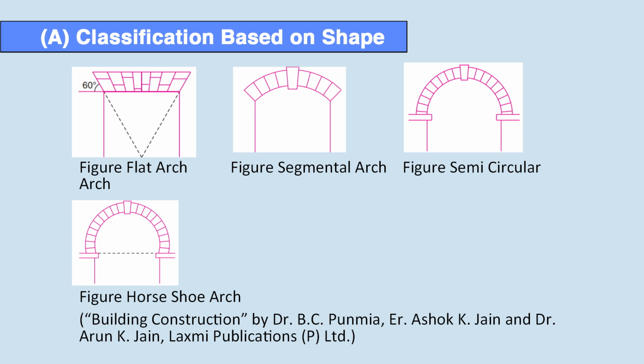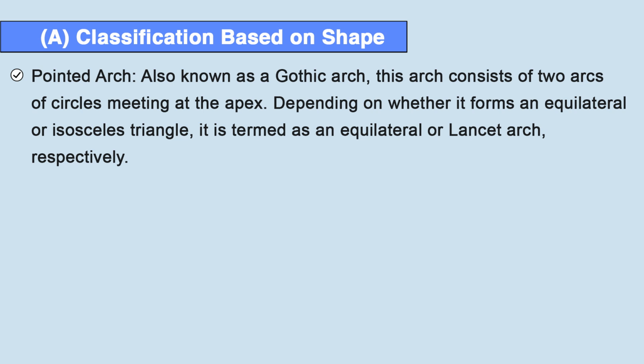Next one is horseshoe arch. Shaped like a horseshoe, this arch includes more than a semicircle and is primarily used for aesthetic purposes. Next one is pointed arch. Pointed arch is also known as Gothic arch. This arch consists of two arcs of circles meeting at the apex, depending on whether it forms an equilateral or isosceles triangle. If it forms an equilateral triangle, it is termed an equilateral arch. If it forms an isosceles triangle, it is termed a lancet arch.